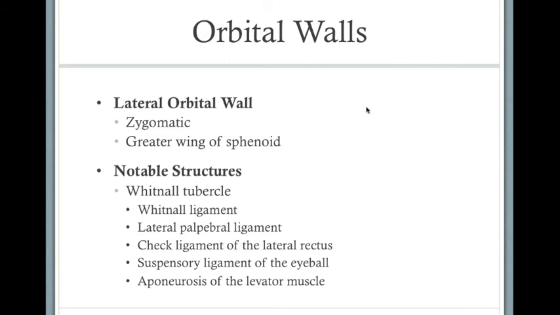Lastly, let's talk about the lateral orbital wall. It's composed of the zygomatic bone and the greater wing of the sphenoid. Some of the notable structures include the Whitnall tubercle. It gives rise to the Whitnall ligament, the lateral palpebral ligament, the check ligament of the lateral rectus, suspensory ligament of the eyeball, and the aponeurosis of the levator muscle.